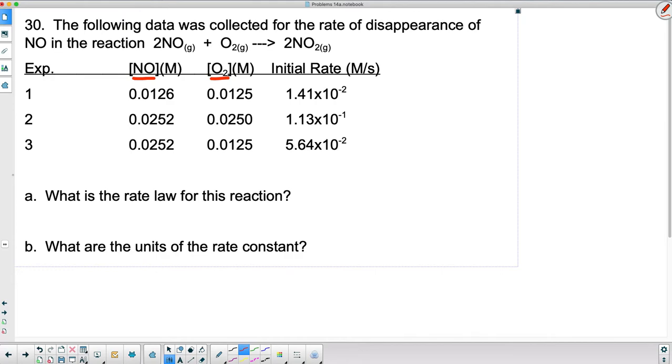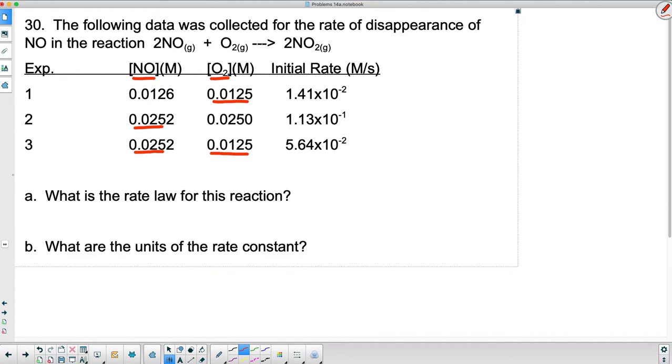Notice, and here's the important part, that some of these experiments were started off with similar concentrations, such as NO, which is the same for experiments 2 and 3, and O2, which is the same for experiments 1 and 3. So we're going to use those different concentrations to figure out what the order is. The only way you can find the order is through experimentation, through a table like this, where you have different concentrations and some of them are the same. So let's take a look at what we can do.